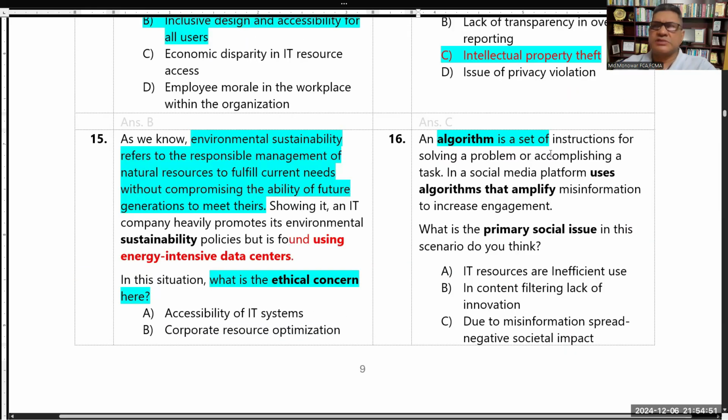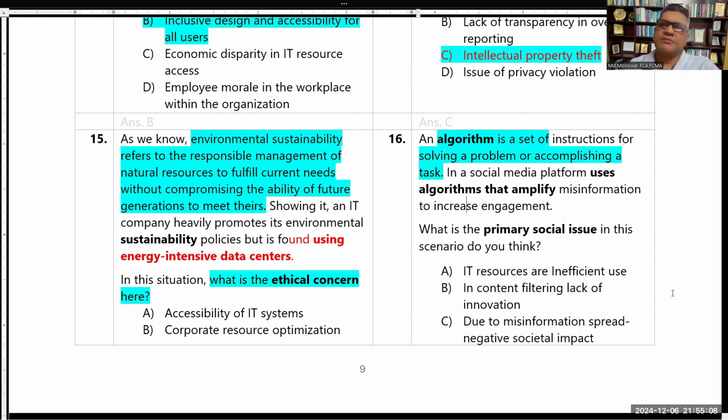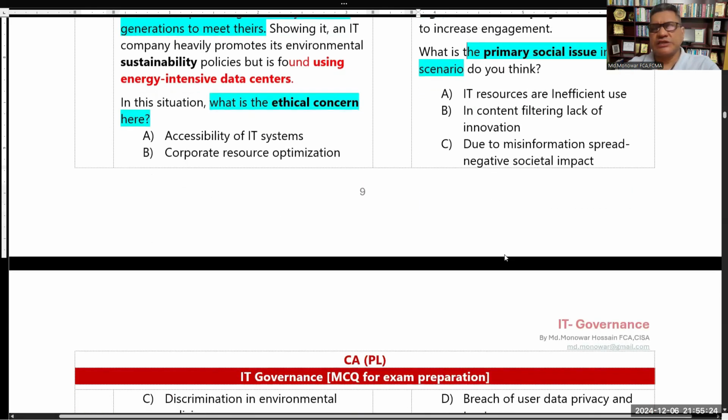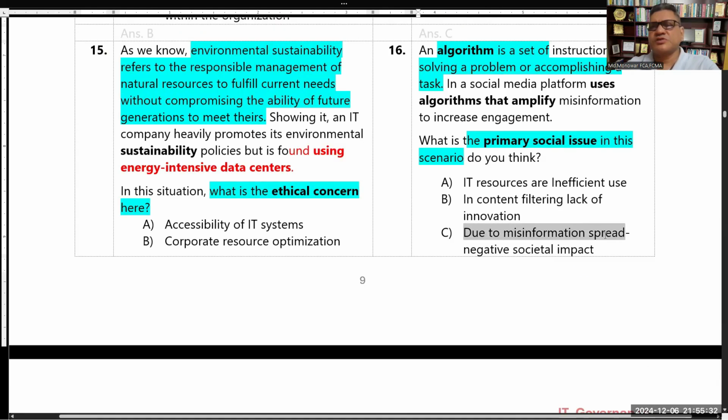An algorithm is a set of instructions for solving a problem or accomplishing a task. You know it. A social media platform uses algorithms that amplify misinformation to increase engagement. What is the primary social issue in this scenario? The primary issue is the spread of misinformation and its negative social impact.